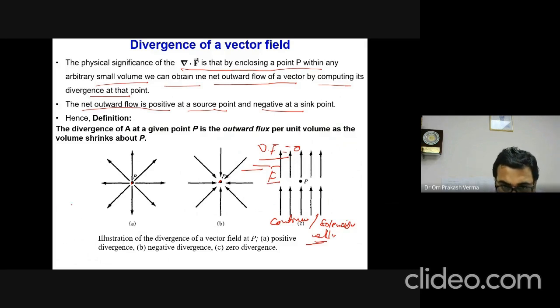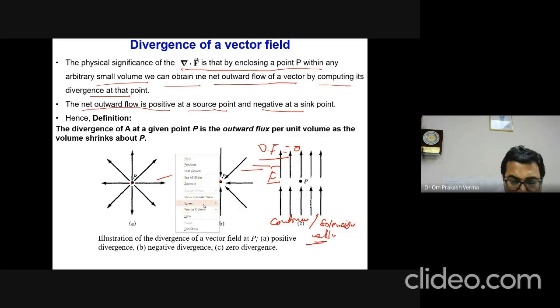Is it clear? I am repeating once again. The physical significance of del dot F is that by enclosing a point P within any arbitrary small volume delta V, we can compute the net outward flow of that vector field by computing the divergence at that point.